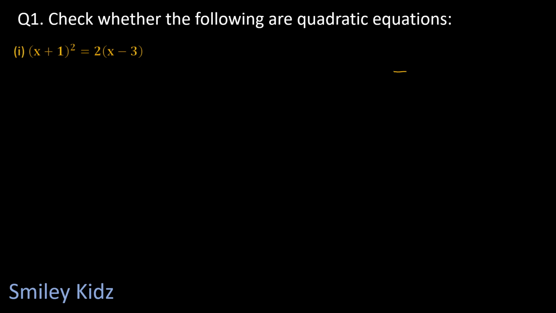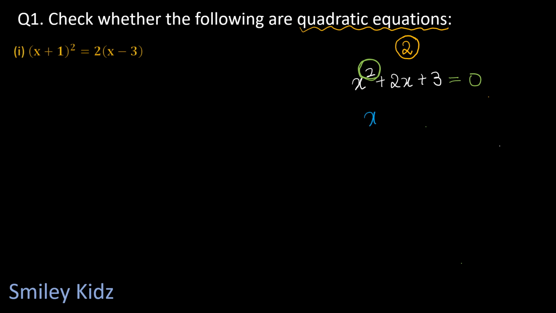Check whether the following are quadratic equations. So what are quadratic equations? Any equation which has its highest degree as 2 is called a quadratic equation. Like, let's suppose I have x squared plus 2x plus 3. This is a quadratic equation because the highest power of this particular equation is 2. Hence, this is a quadratic equation.